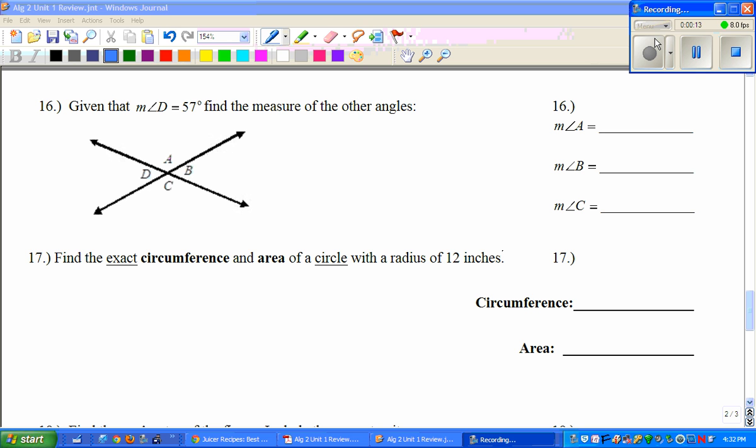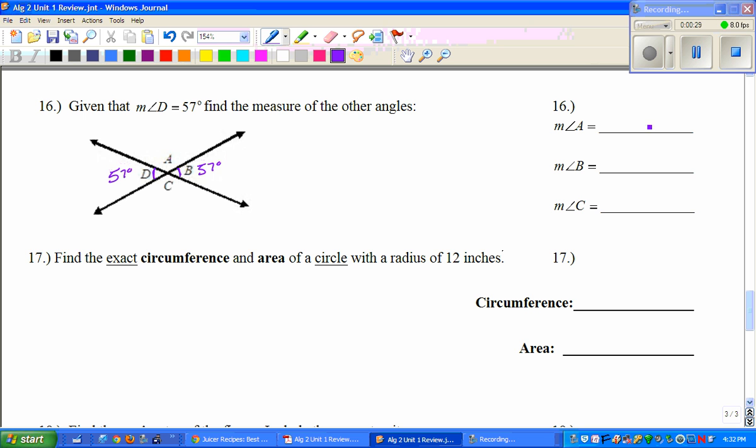Problem 16 says, given that M is 57 degrees, find the measures of the other angles. Right away, I'm going to put D is 57 degrees. And we know that D and B are the same because those are both, what are they called? Hopefully you're saying vertical angles. Now, the next angle we have to find is angle A.